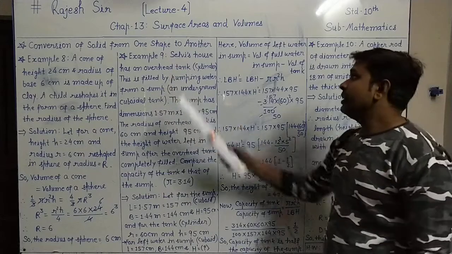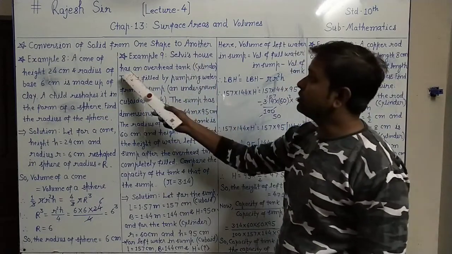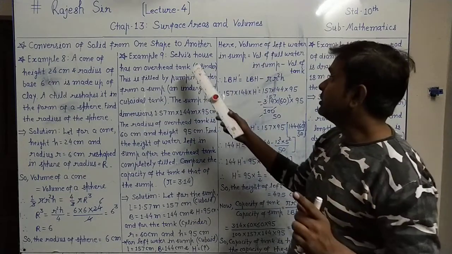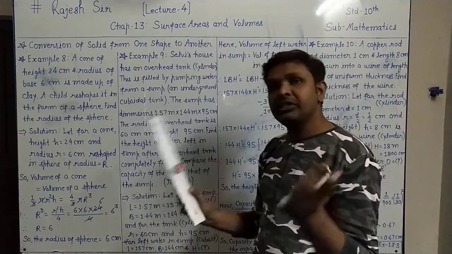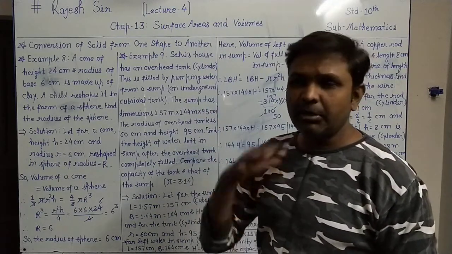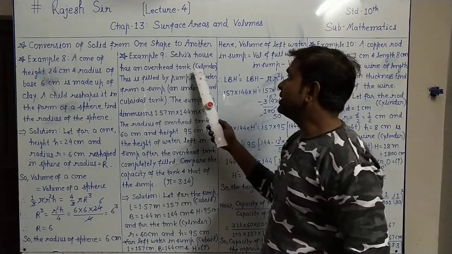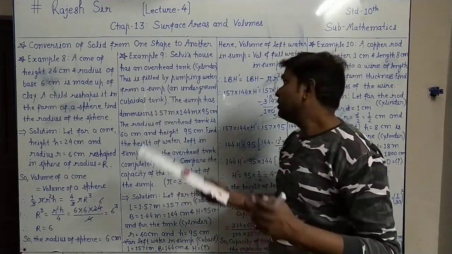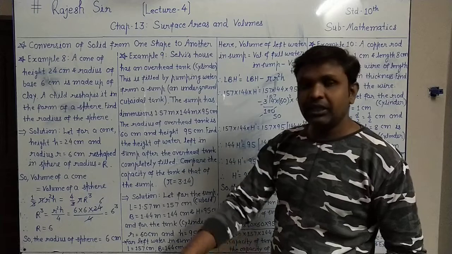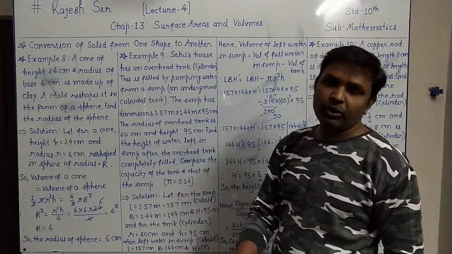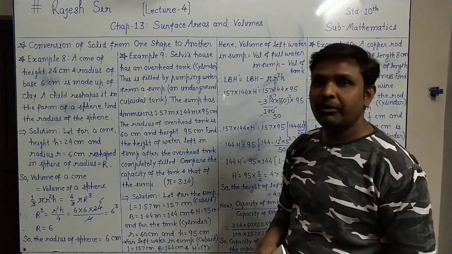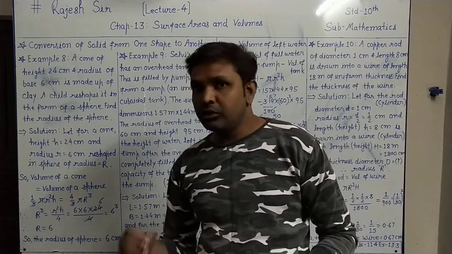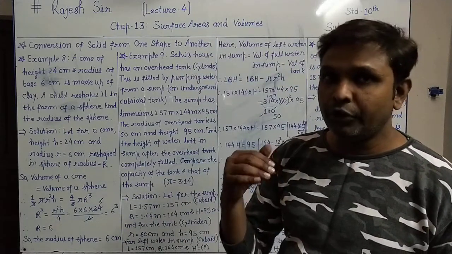Next is example number 9: Selby's house has an overhead tank in cylindrical shape. You know the plastic tanks are cylindrical in shape. This is filled by pumping water from a sump. What is this sump? A sump is an underground tank where water comes in and we store it. That type of tank is called a sump, and it is in the shape of a cuboid.